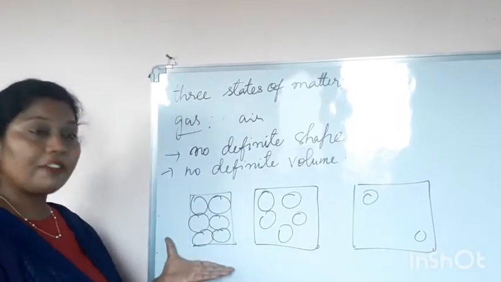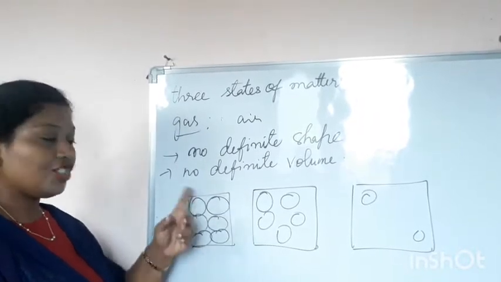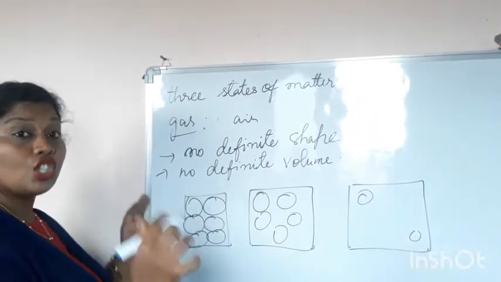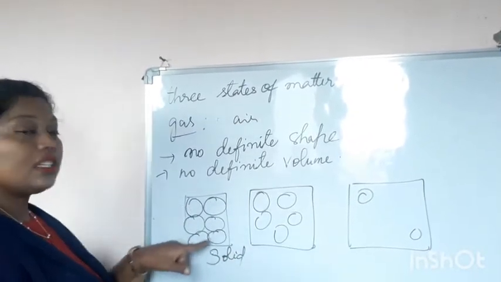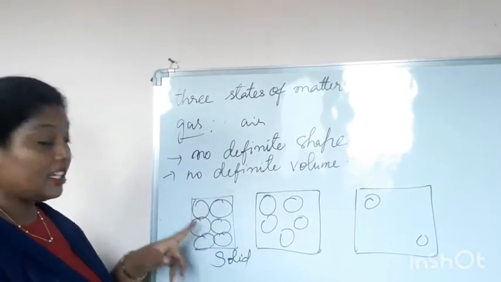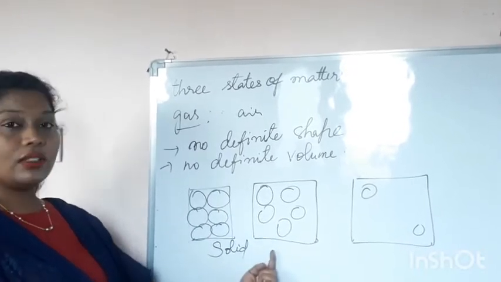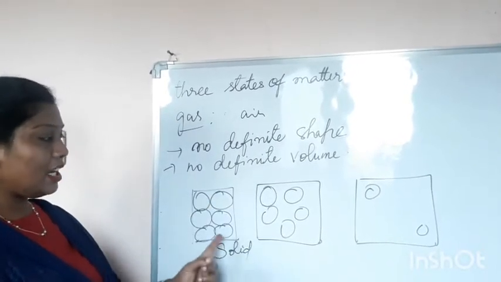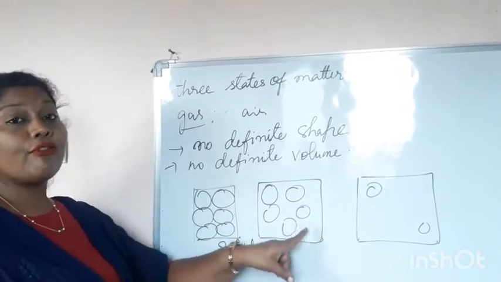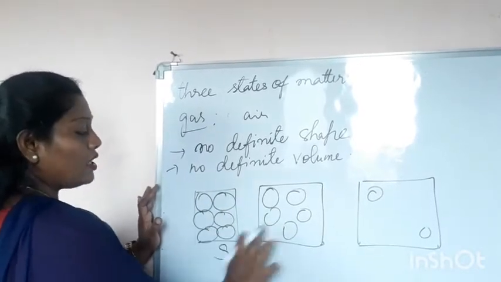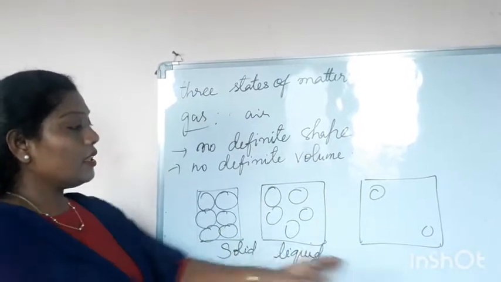Let me guess, what is the first picture here? Guess it. Here the molecules are tightly packed and it has a definite shape, so definitely it will be a solid. Wherever you see the packing of molecules very tight, it is considered a solid. Now when you compare this to this one, here the molecules have some space between them, so definitely they can flow. If this is a solid, this will become a liquid.